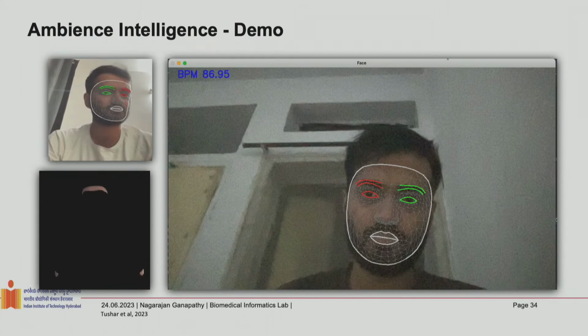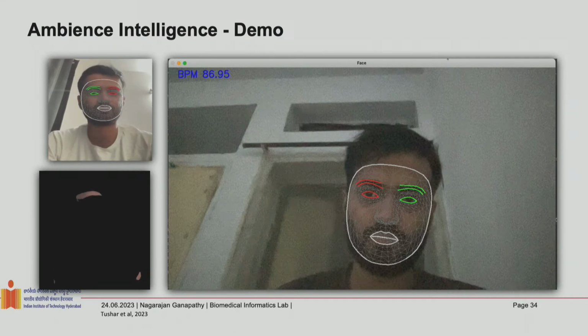We have RGB images. We only look into green channel information. We average the intensity at these regions which are highlighted there. We will end up with one value per frame. Now we have multiple frames, so we end up with a signal basically.